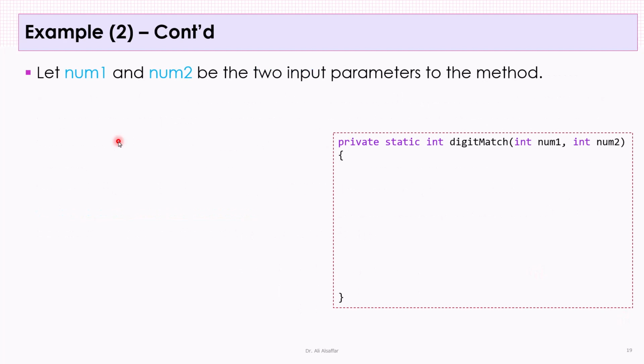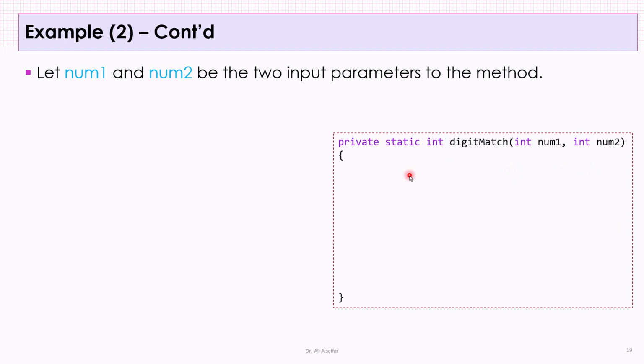After describing briefly the steps required for designing the recursive method for digit match, now is the time to talk about its implementation. Assume that the two numbers are labeled num1 and num2, and these two numbers are passed as input parameters to the method. Initially, we have the following method definition. It returns an integer that represents the number of matching pairs, and num1 and num2 are passed as input parameters.